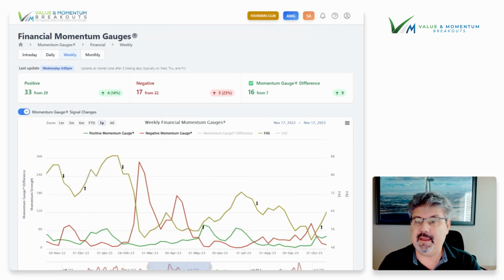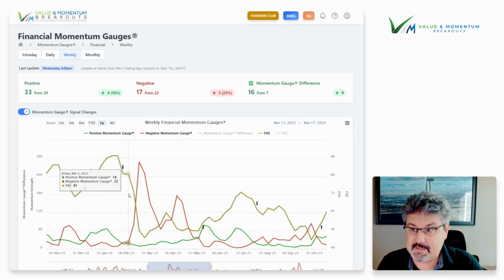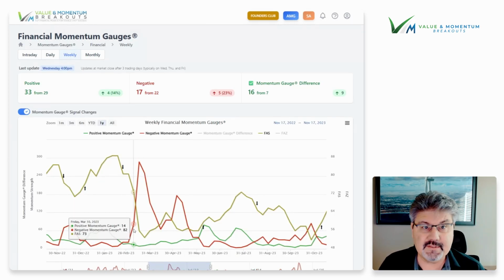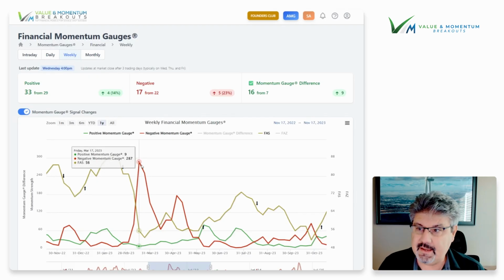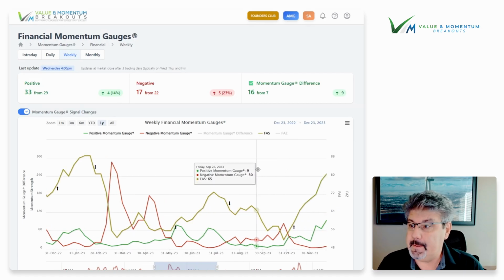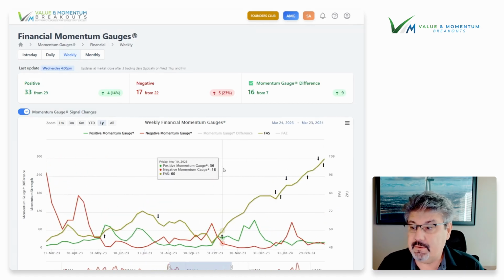You wouldn't even expect it because at the time, the market wasn't doing that badly. But the financial sector is a small sector, and it doesn't really affect the major indices. But you can see when something big comes along, and all of a sudden, all the financial sector stocks are contributing to these really high negative momentum gauges. And that's one example. Financial is also important for other reasons, but that's a good one.